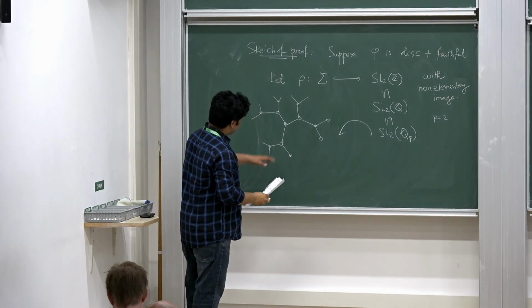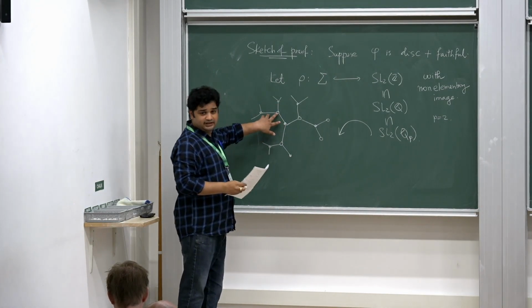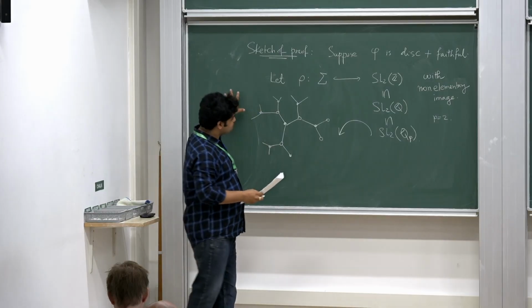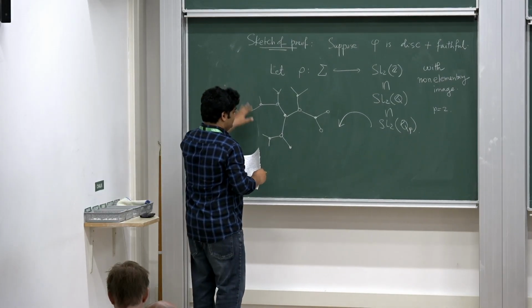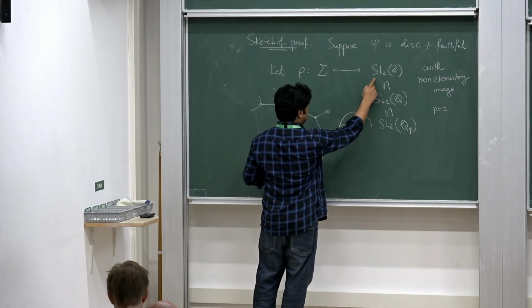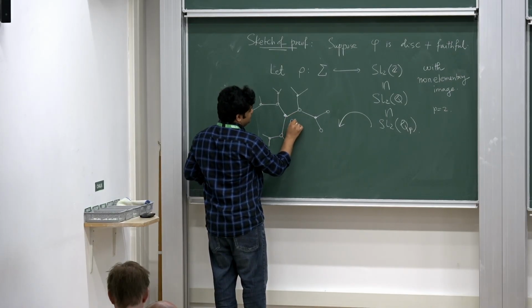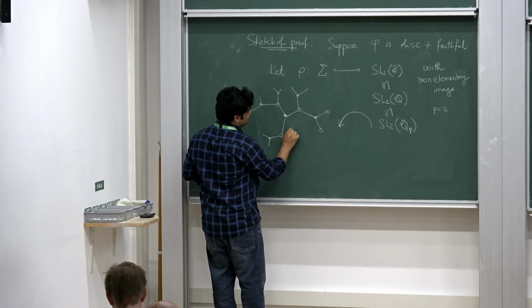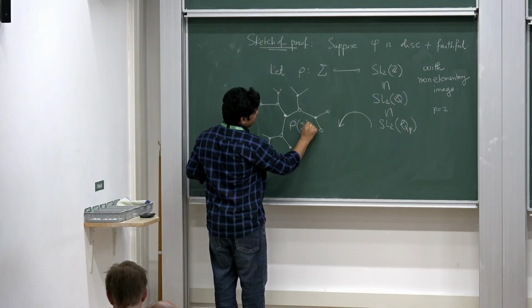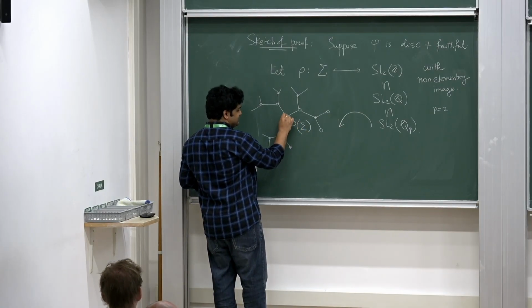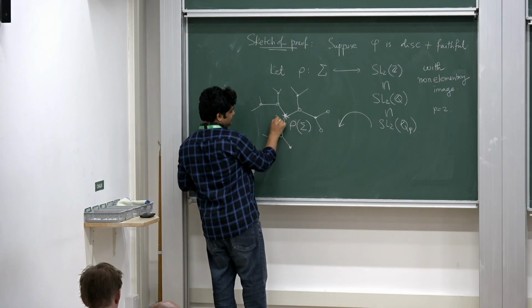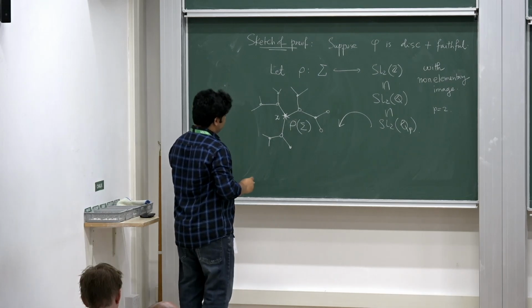And it's a fact that there are actually 2 orbits of these vertices. Anyway, what we know is that this image stabilizes a vertex. So rho of sigma fixes some vertex here. So let's call it X.